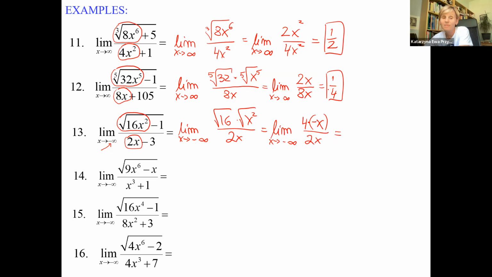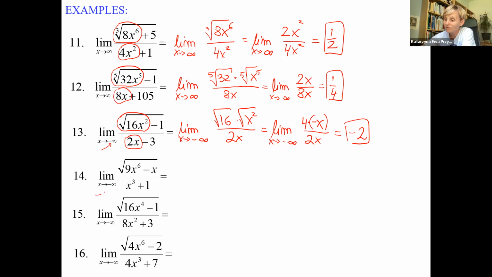Okay, then negative 4x divided by 2x, negative 2, because the main function is the same, x over x, and then the ratio of the leading coefficients, 4/2 with that extra negative, which we get from simplifying an even root at negative numbers. Okay, -2 is the final answer. And of course, this is a horizontal asymptote also.